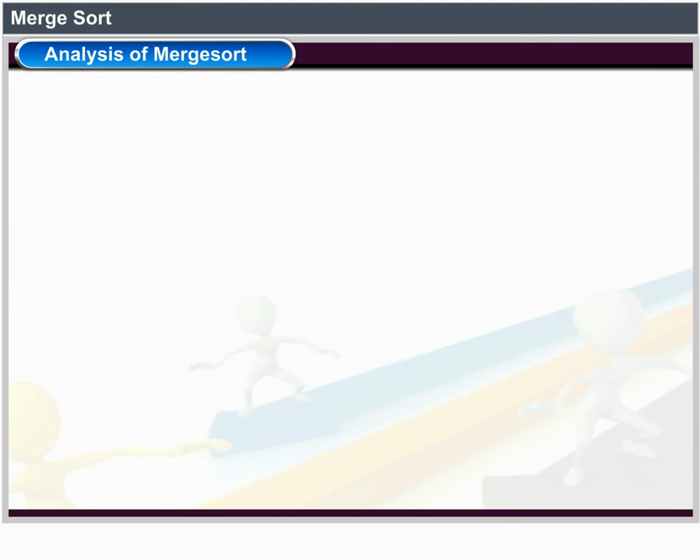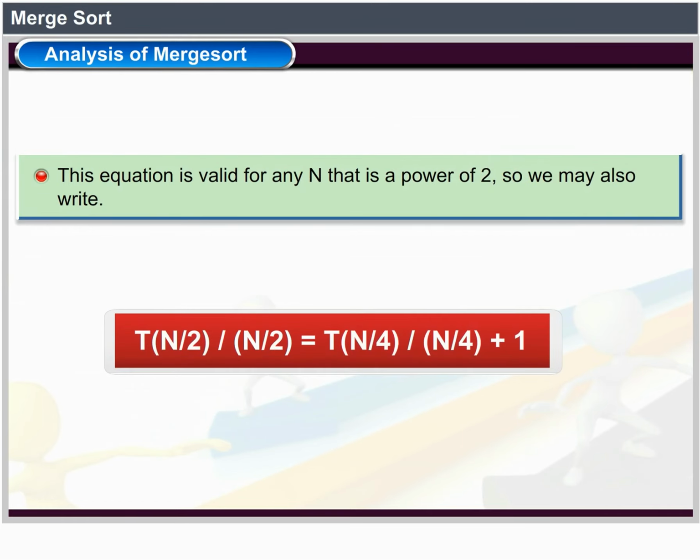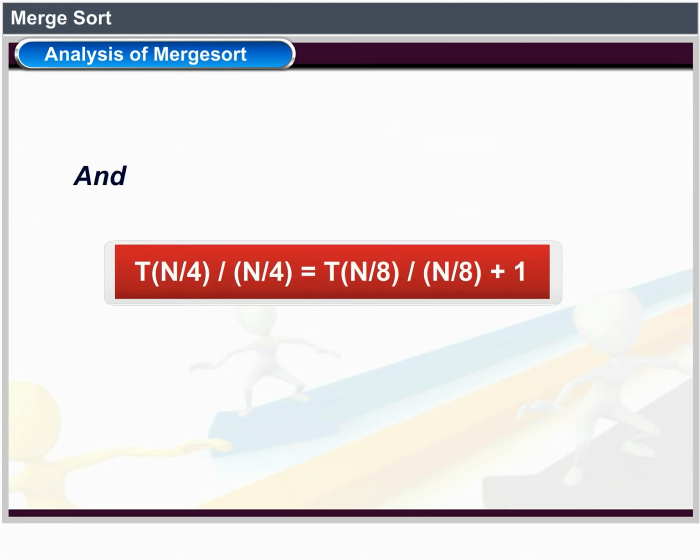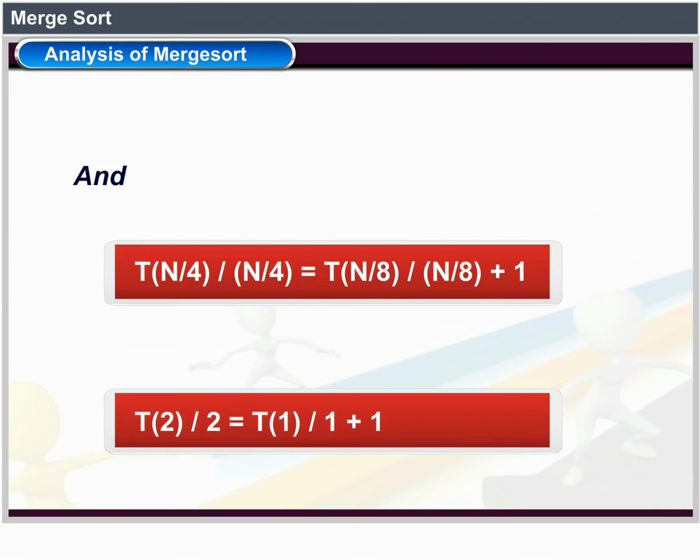This equation is valid for any n that is a power of 2. So we may also write T(n/2)/(n/2) = T(n/4)/(n/4) + 1, and T(n/4)/(n/4) = T(n/8)/(n/8) + 1. It goes up to T(2)/2 = T(1)/1 + 1.